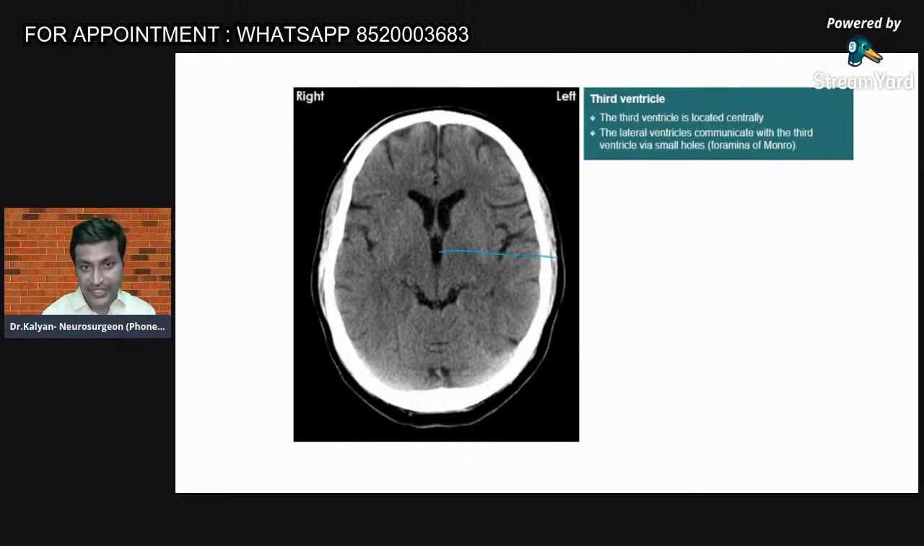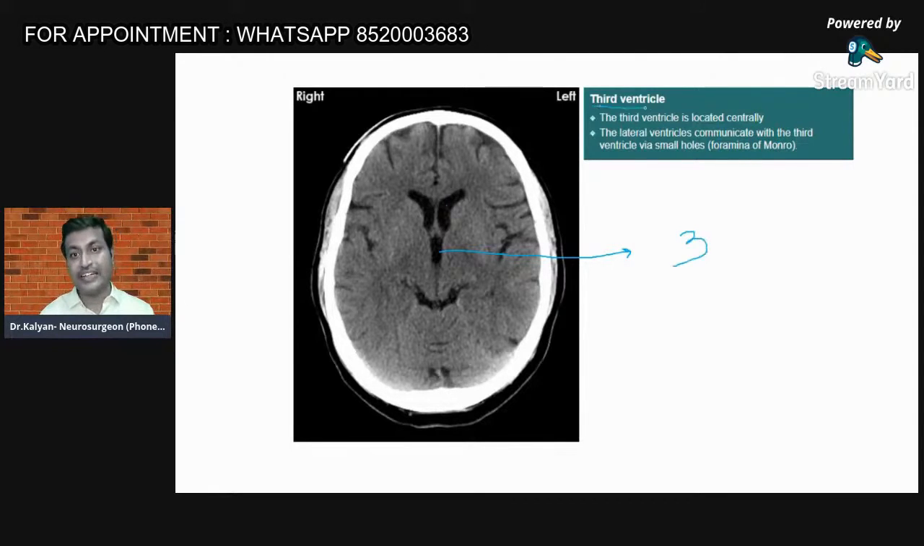So what is this ventricle called? This is a single ventricle. Lateral ventricles are two in number, but the ventricle I'm showing on this slide is single. It is not paired. It is present in the center of the brain. It communicates the lateral ventricles with the fourth ventricle. Which ventricle is this? Right, this is known as the third ventricle.